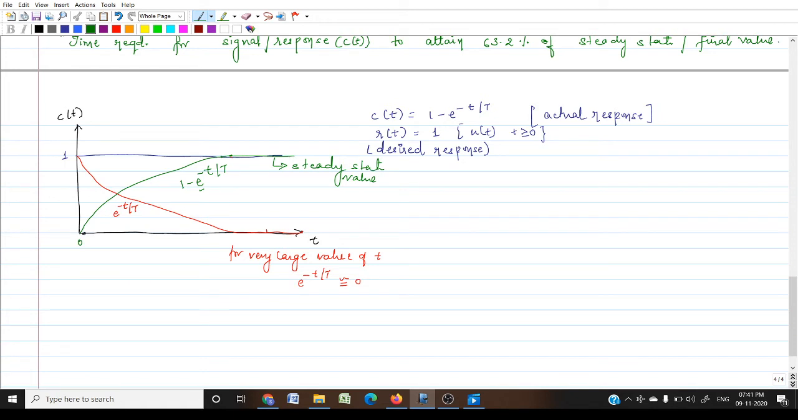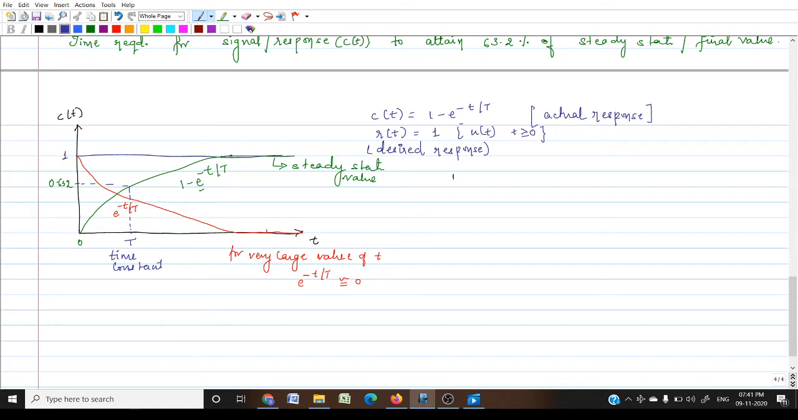So now we will define the time constant. The time constant is the time taken for the signal to attain 63.2% of the steady state value. Here the steady state value is 1, so the time taken to reach 63.2% of 1 is nothing but 0.632. We get this somewhere around here. At this point, whatever response time we get from the x-axis is the time constant.